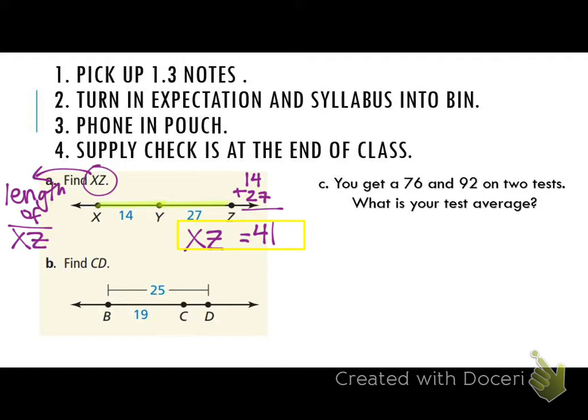Wonderful. The second, so we want to find the length of CD. The full line is from B to D is 25. From B to C is 19. How do I find CD? Subtract. 25 minus 19 is? 6. The length of CD is 6.